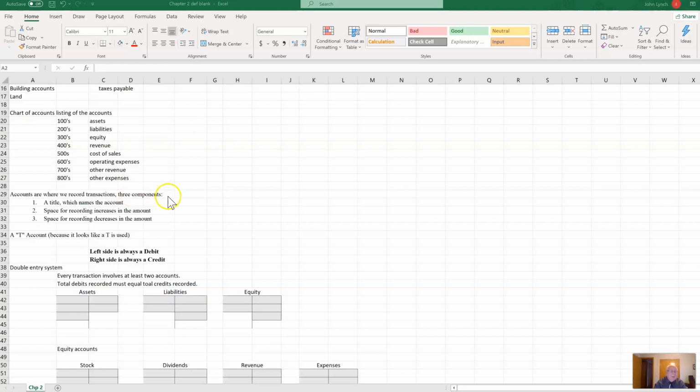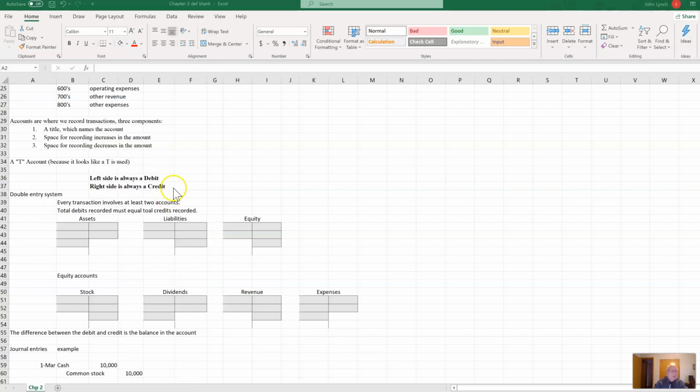Okay, now what we're looking for in journal entries, this is where we're going to spend most of our time. Accounts are where we record transactions, and there are 3 components to every account. First is the title, which is the name of the account. Then you have space for recording the increase, and space for recording the decrease. Okay.